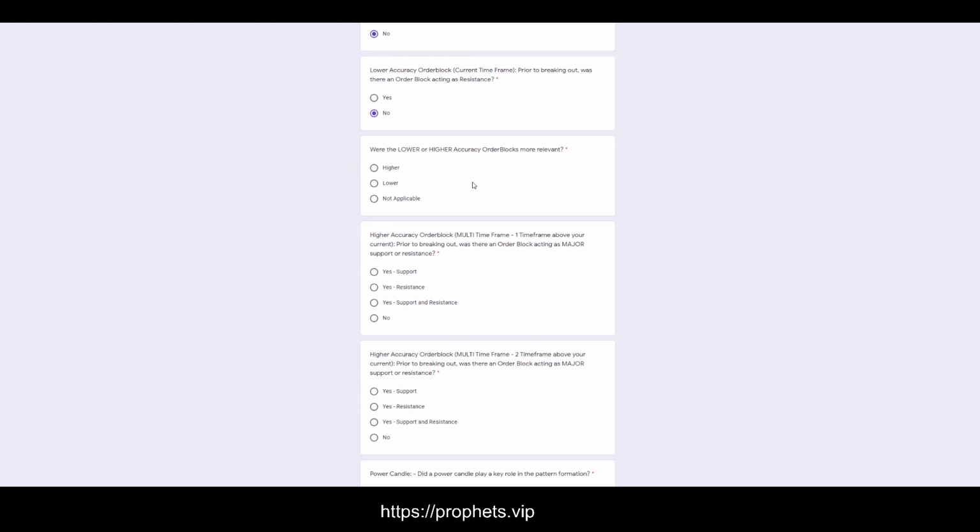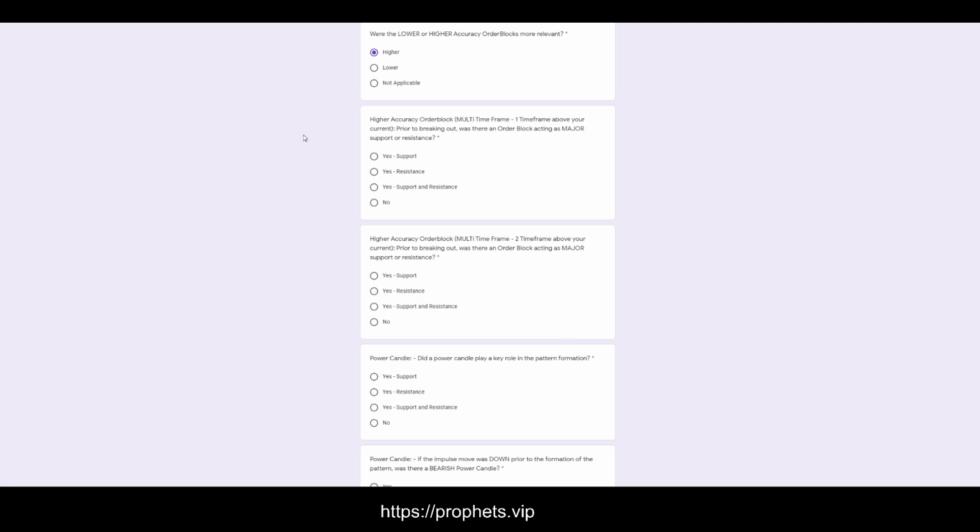With a lower and higher accuracy, order blocks are more relevant. So we're going to say higher. Higher accuracy order block, multi-time frame, right? One time frame above your current, right? Prior to breaking out, was there an order block acting as major support or resistance one time frame above?